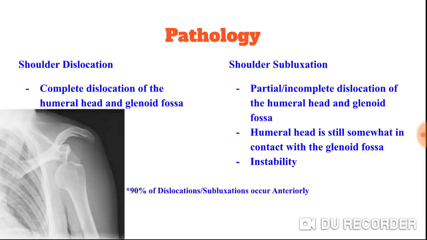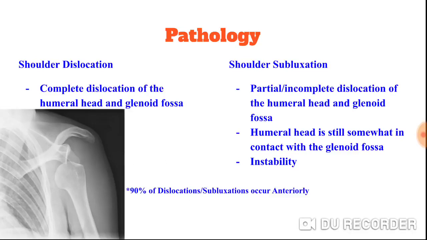Some pathology. We've got shoulder dislocation, which is just a complete dislocation of the humeral head and the glenoid fossa. And you can tell with the x-ray image on your left that the dislocation is at that joint. You can tell it's pretty painful.